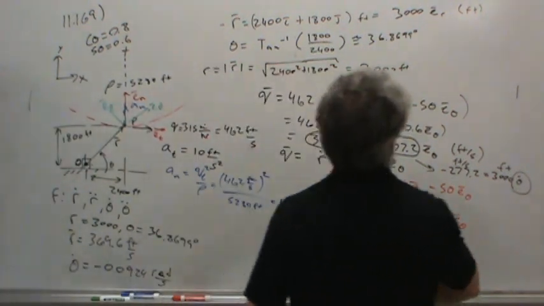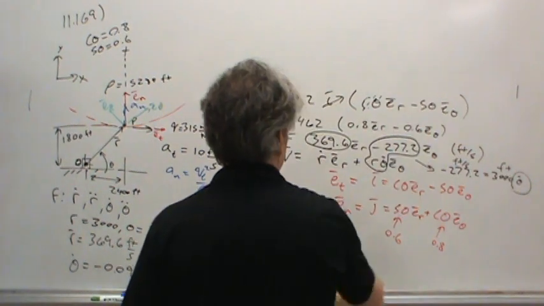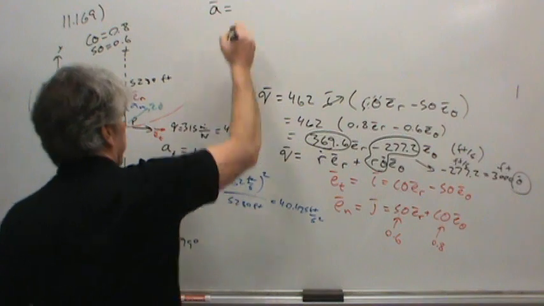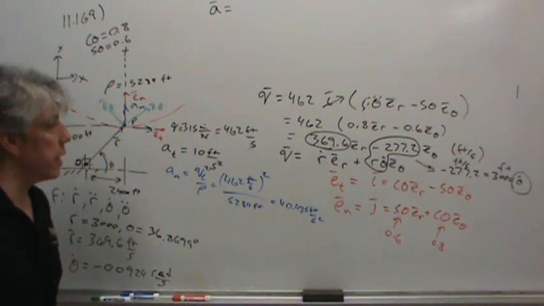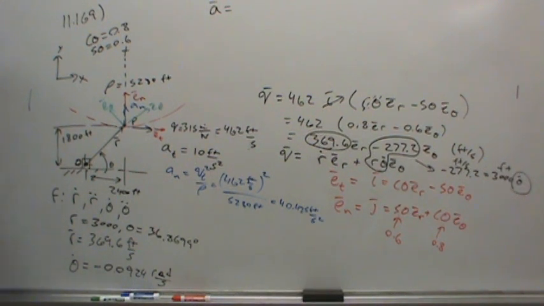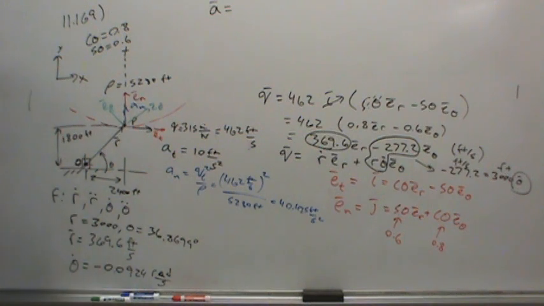The reason I did that is because I need this space. I'm going to erase this up here, because we need some space to work with acceleration. Can we write down the total acceleration of the plane as a vector? Yes, help me out. Tell me what to write down. You see the accelerations right here. 10 feet per second squared and 40.425 feet per second squared. Trying to write down the acceleration as a vector.